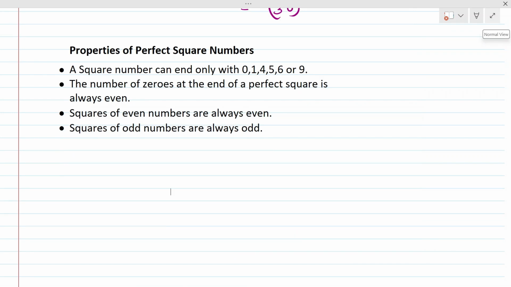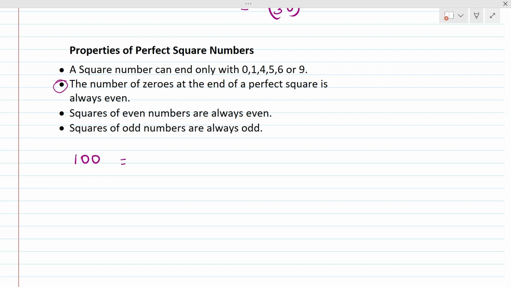I will discuss some properties of perfect square numbers. Already I have told you, a square number can end only with 0, 1, 4, 5, 6 or 9. Numbers ending with 2, 3, 7 and 8 cannot be a perfect square number. And the second property is that the number of zeros at the end of a perfect square is always even. That means, see, the second property.